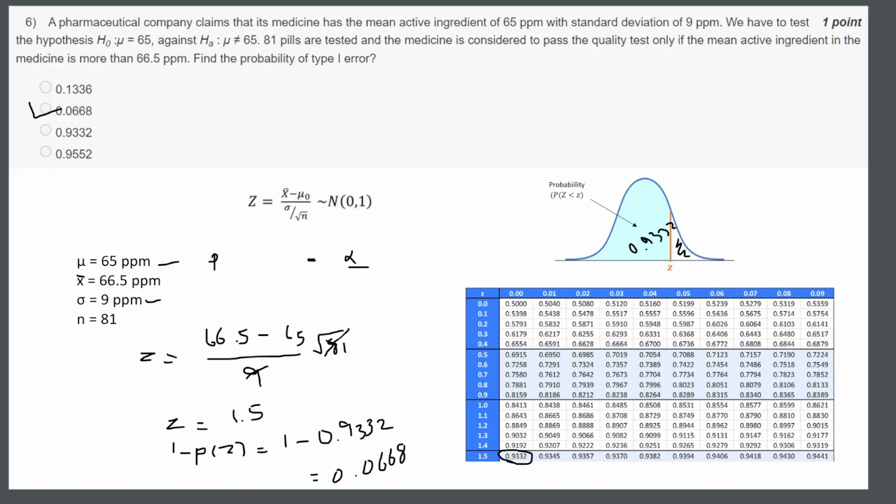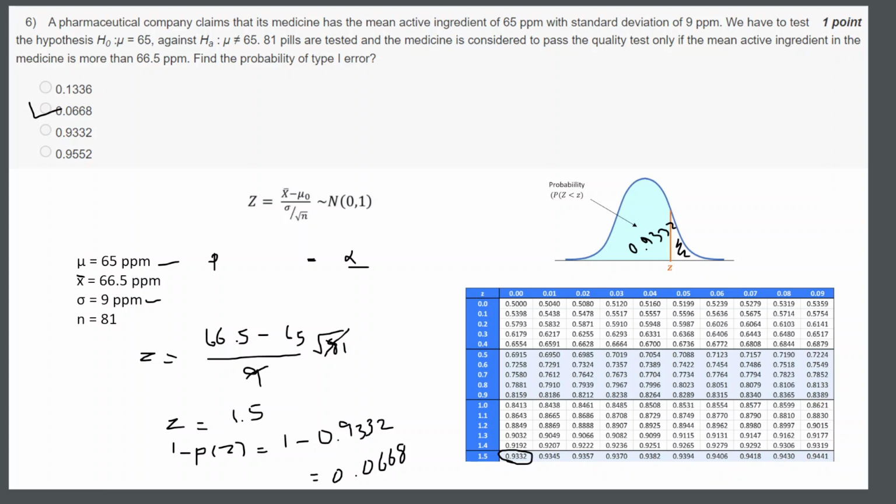Moving on to the sixth question. A pharmaceutical company claims that its medicine has an active ingredient mean of 65 ppm, with a standard deviation of 9 ppm. We have to test the hypothesis H naught: mu equal to 65 against H A: mu not equal to 65. 81 pills are tested and the medicine is considered to pass the quality test only if the mean active ingredient in the medicine is more than 66.5 ppm.